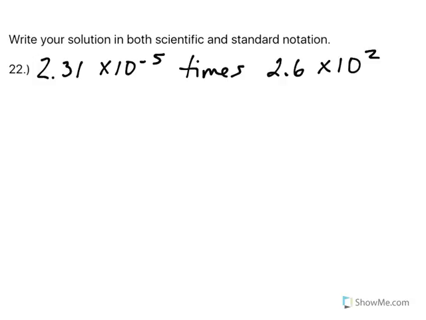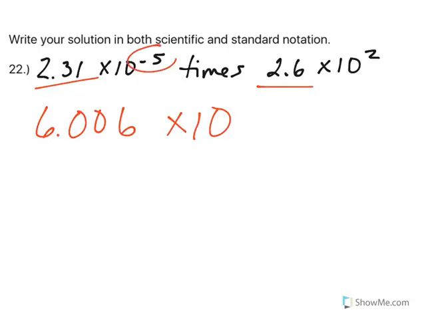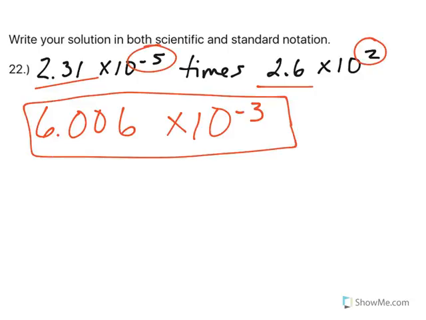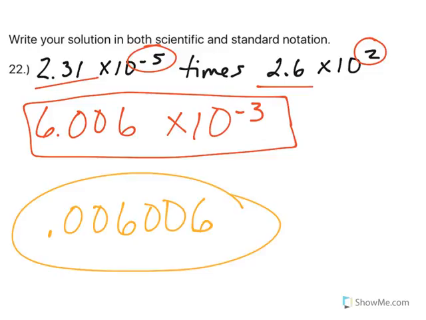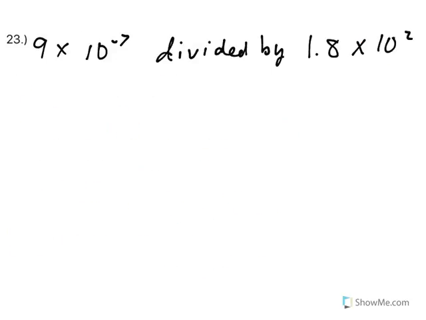And now let's do some math. So we're going to multiply 2.31 times, so 2.31 times 2.6, which gives me 6.006 times 10 to the negative 5 plus 2 is negative 3. And there's my scientific notation. Now to go to standard, we take that negative exponent and we move it 3 places to the left. So that 6 is my first place and then 2 zeros.